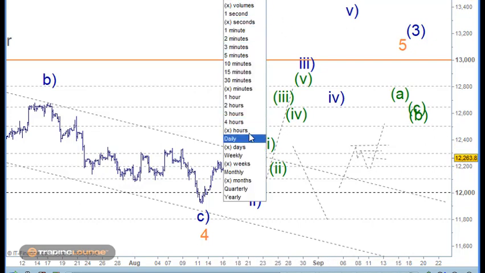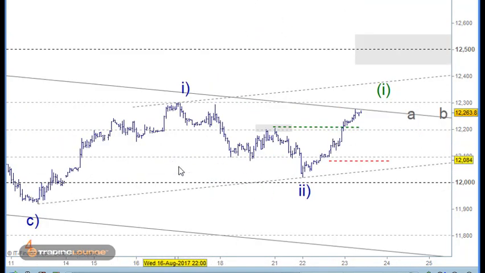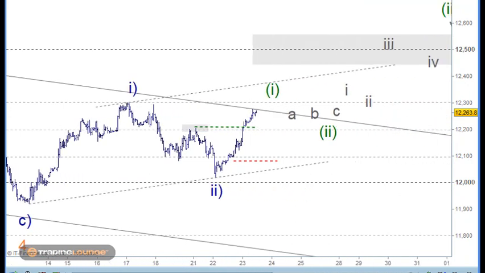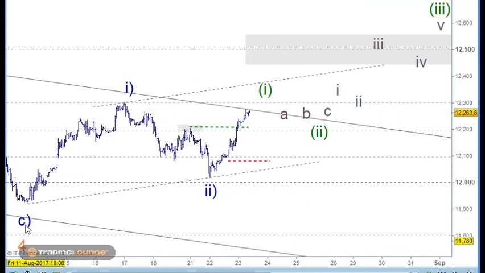Let's pick it up on the hourly chart here. Looking at wave 4 over here, wave 1, wave 2 here, and then wave 1 up here.